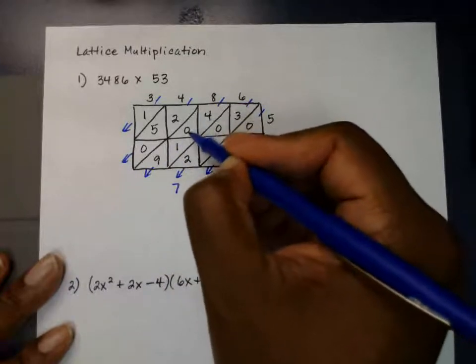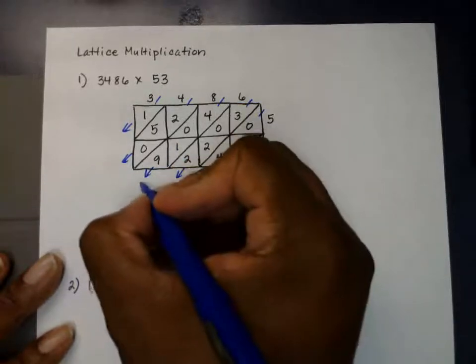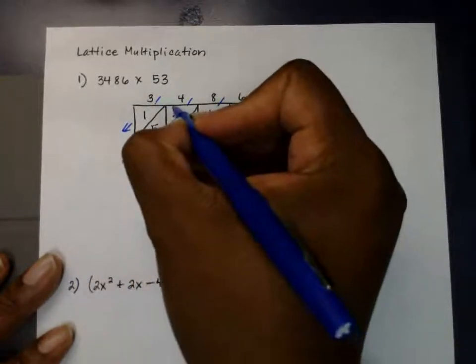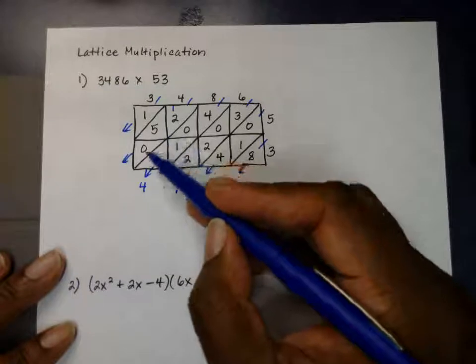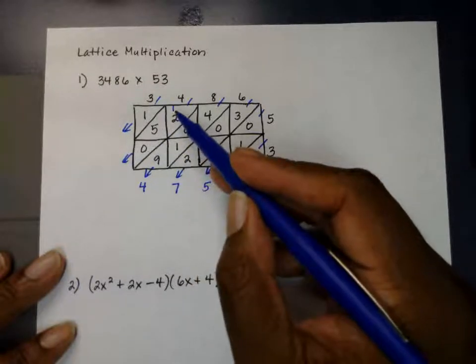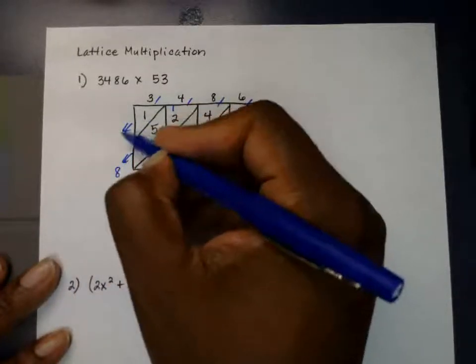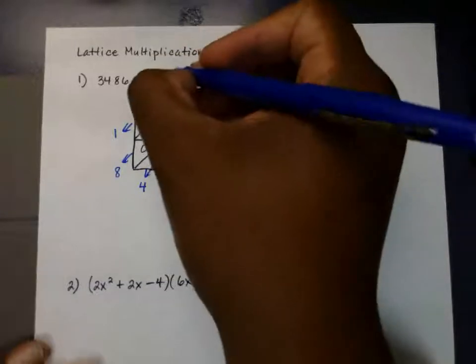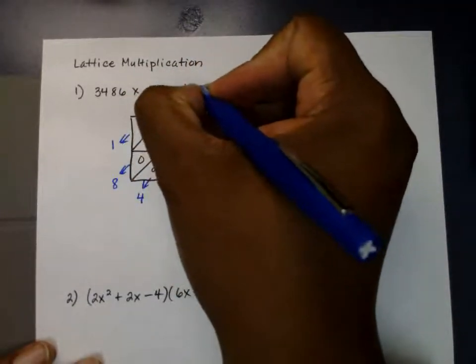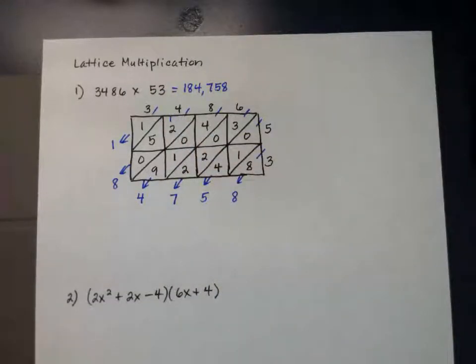Along this diagonal, the 4, 0, 1, and 9. Add those together, you'll get 14. But I can only bring down the 4. That means I need to take that 1 and regroup that and add it along this diagonal with the 2, 5, and 0. So 1 plus 2 plus 5 plus 0 would be 8. And I have nothing to add to the 1, so I'll bring the 1 down. So that means 3,486 multiplied by 53 will be 184,758.